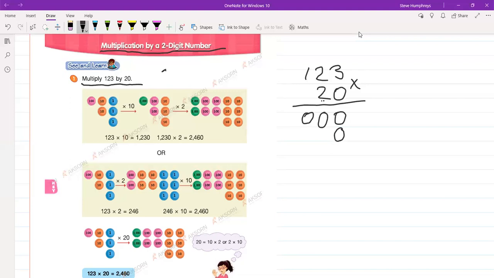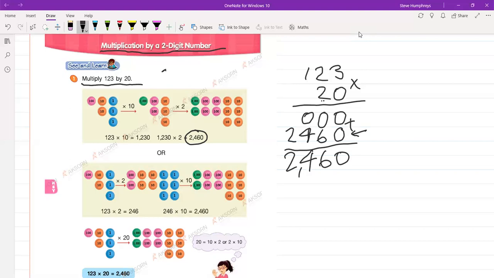2 times 3 is 6. 2 times 2 is 4. 2 times 1 is 2. Now you add them together. Well, you can see what the answer is going to be. 0, 6, 4, 2. There's your answer. This is the most important thing: putting the 0 there before you multiply by tens.